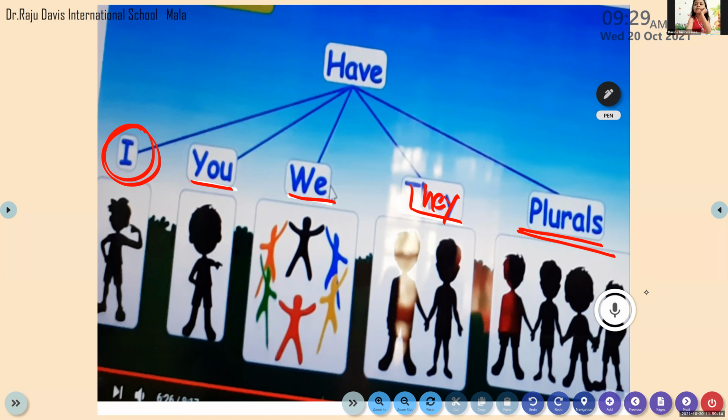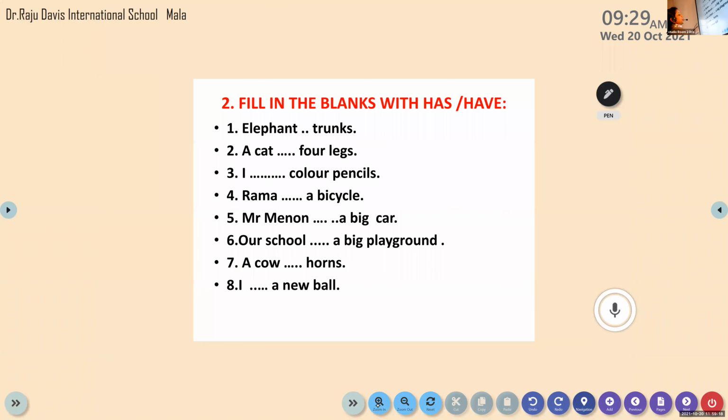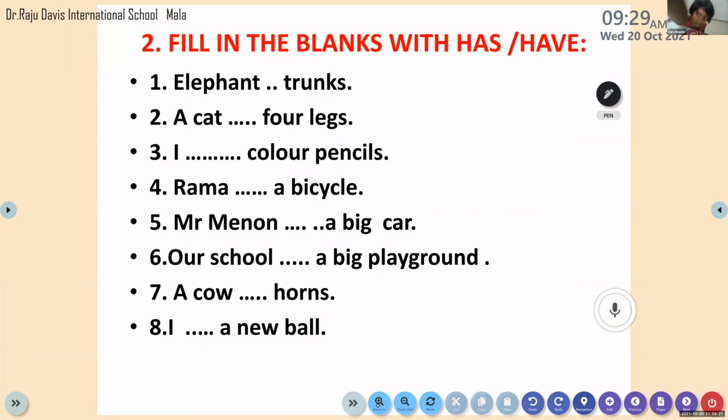Yes. Okay. Now let's move on to the exercise, which is there in your workbook, my dear children. I hope you have understood. All of you, please do take your workbook exercise, which is there on page number 12. All of you, please do open it. And I already opened. Okay. Take your pencils in your hand.